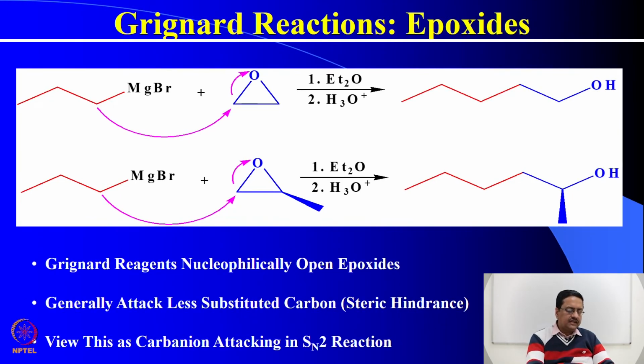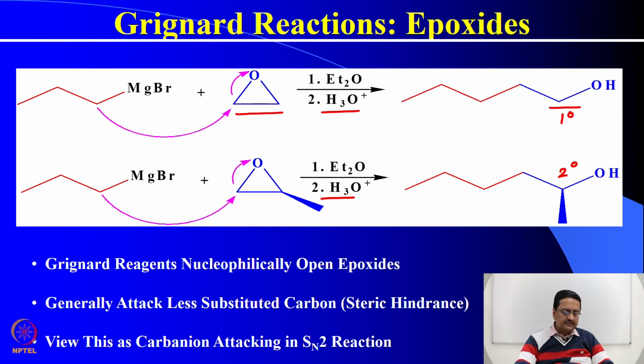When you use a Grignard reagent with a cyclic ether like this, which reacts with the alkyl magnesium bromide, upon hydrolysis it forms a 1 degree alcohol. This cyclic ether, which is substituted here, reacts in the same manner to generate a 2 degree alcohol.